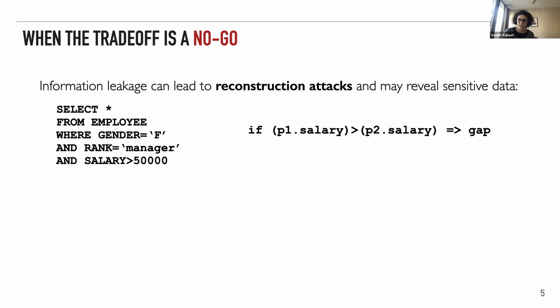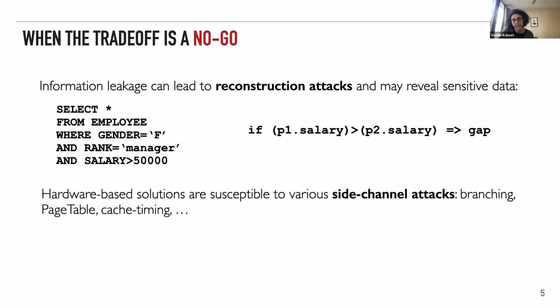So these are 2 ways this can go wrong. With regards to hardware enclaves, I guess the main reason why these are not trusted is because they don't provide provable security. There are many side channel attacks and other types of attacks that have been shown that enclaves suffer from.